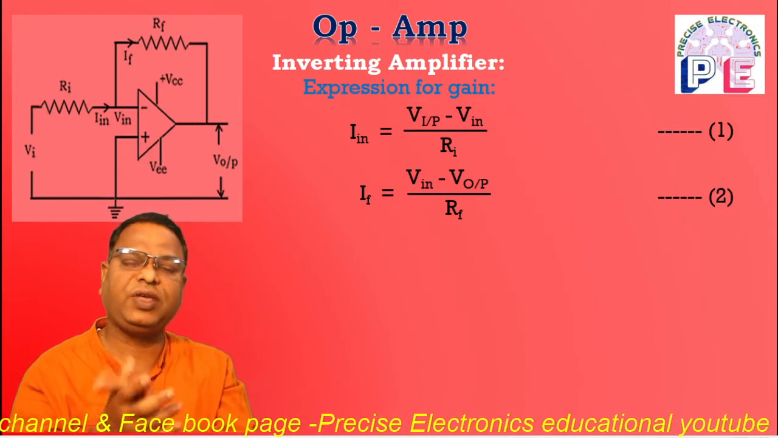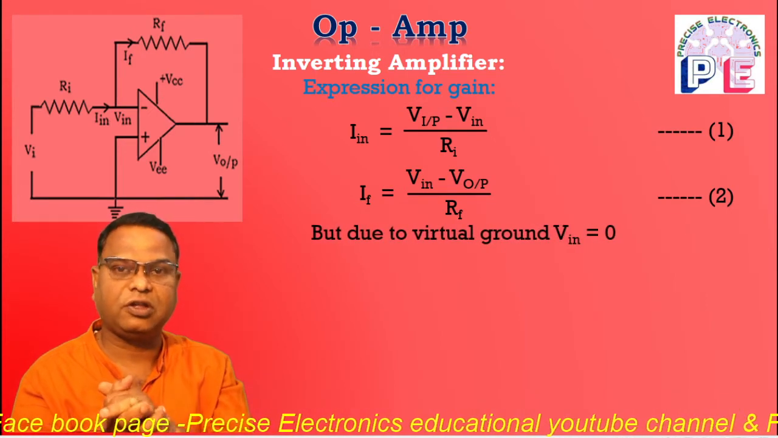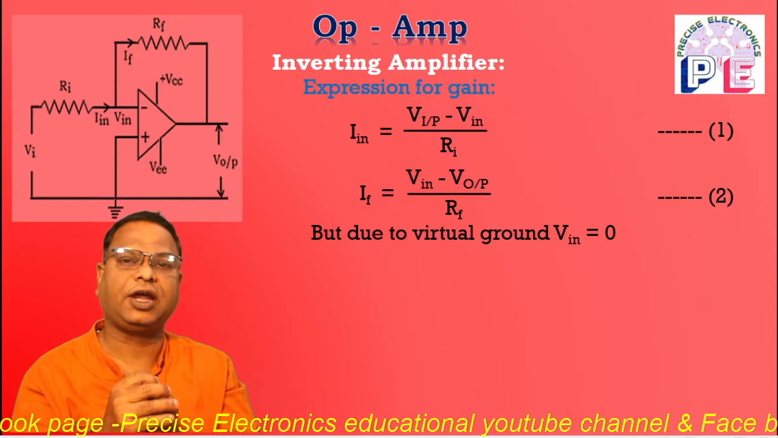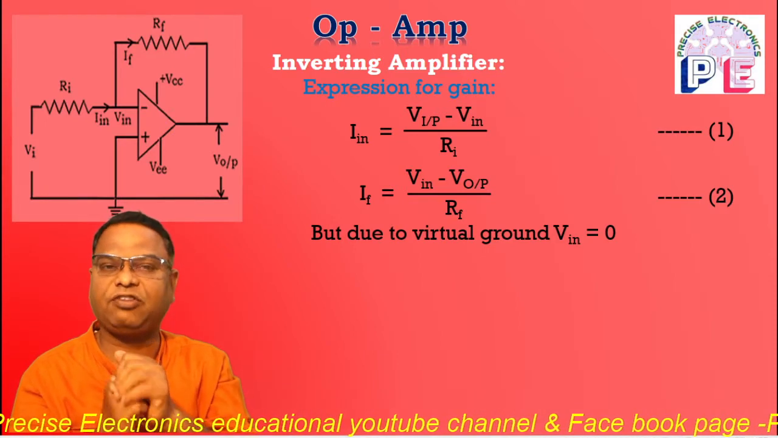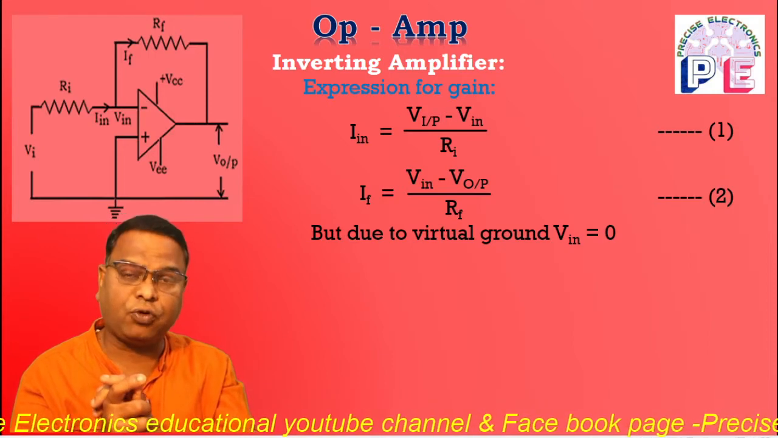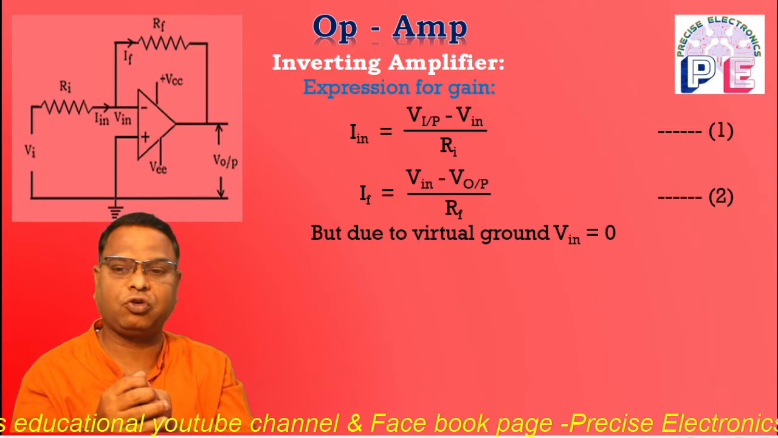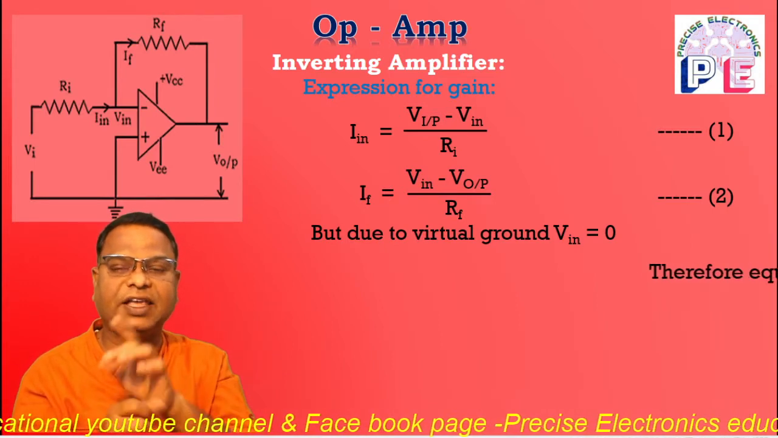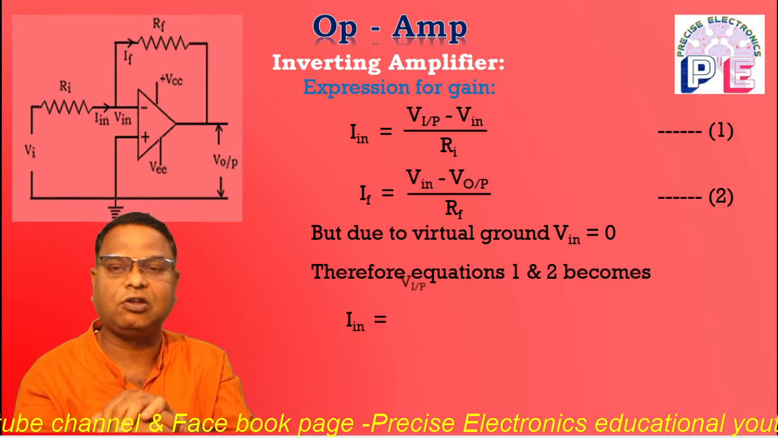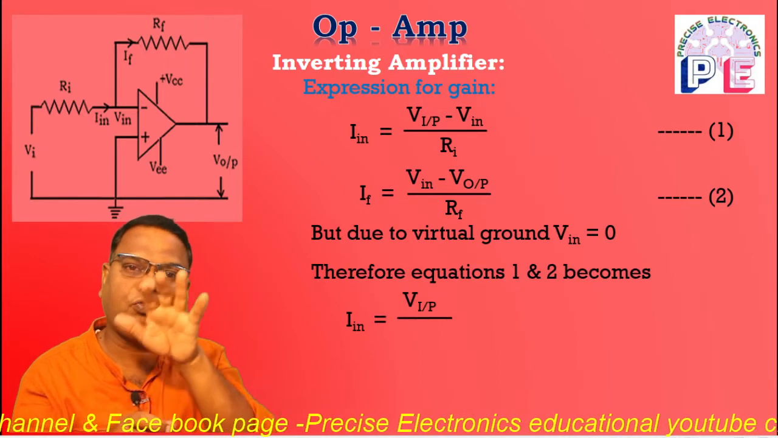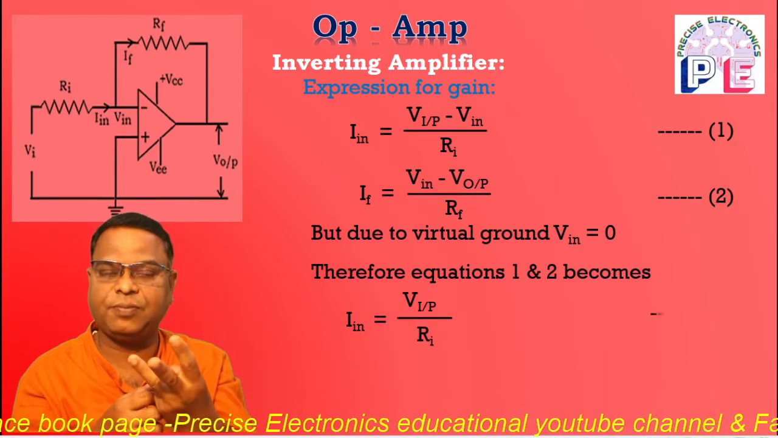But friend, what is V in? V in is the potential developed across the inverting terminal, and due to virtual ground, this potential will be 0. So V in is equal to 0. Therefore, equations number 1 and 2 become, as V in is equal to 0, equation number 1 becomes I in is equal to V input minus 0. So minus 0 gets cancelled. So I in is equal to V input upon Ri, that is equation number 3.